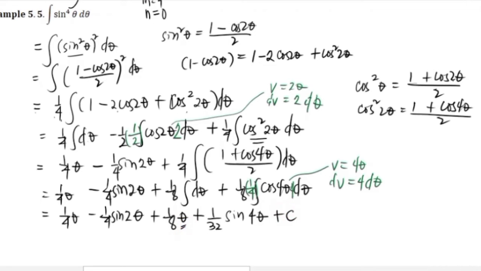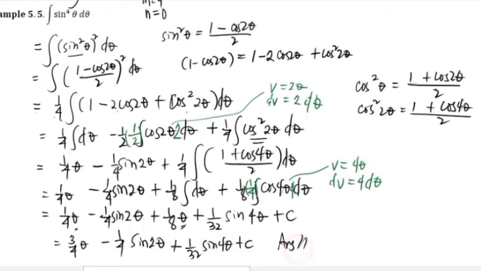So, since may theta tayo dyan at may theta tayo dito, pagsamahin natin, 1/4 plus 1/8 is 3/8. So, it's 3/8 theta minus 1/4 sine of 2 theta plus 1 over 32 sine 4 theta plus c. And this is our answer.